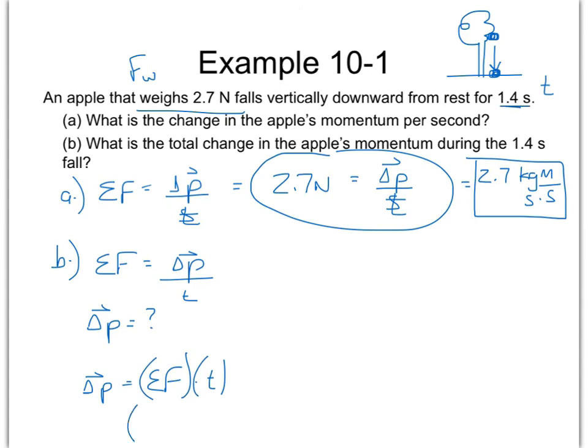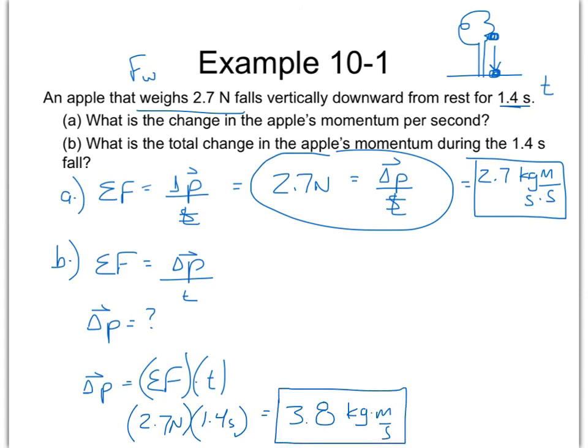So what is the net force? 2.7 newtons, right? It's the weight force, and the amount of time that it falls for is 1.4 seconds. So what does that come out to if we multiply 2.7 times 1.4? That gives us 3.8. What is the units for momentum or change in momentum? It's kilogram meters per second, and that's our final answer.